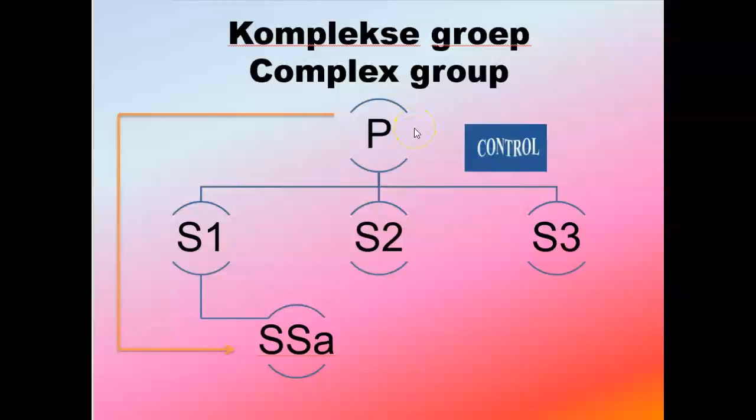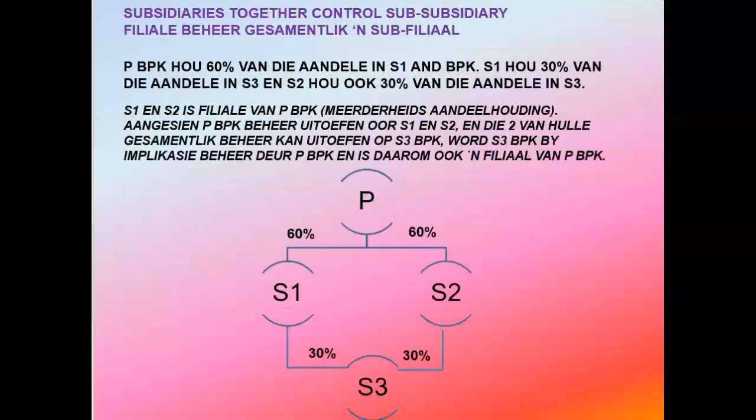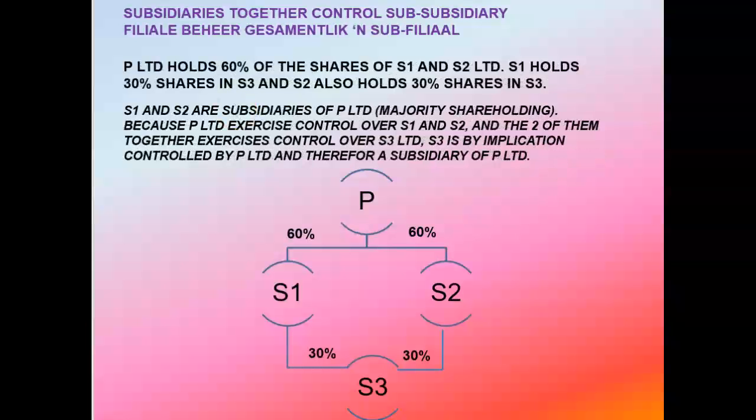Now guys, if we go back to this slide, for instance, that's the Afrikaans, let's go to the English one. This slide, for instance, P has 60% of S1 and P has 60% of S2. That means in effect that somebody else must have the other 40% of the shares in S1 and the other 40% of the shares of S2. S1 has 30% of S3 and S2 has 30% of S3. So together they have 60% of S3. So somebody else must have the remaining shares, and the remaining shares then being the other 40% of S3.